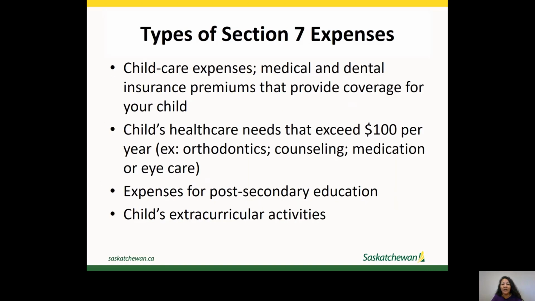According to the guidelines, there are various types of Section 7 expenses. They can include expenses such as childcare, medical or dental insurance premiums that provide coverage for your child, and expenses for your child's healthcare needs that exceed $100 per year for things such as orthodontics, counseling, medication, or eye care, as well as expenses for your child's post-secondary education, and finally, expenses for your child's extracurricular activities. There are other expenses that may be relevant to your child's needs and could be included as Section 7 expenses not listed here.